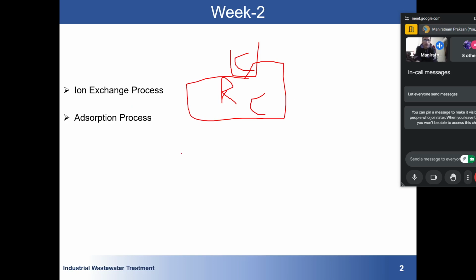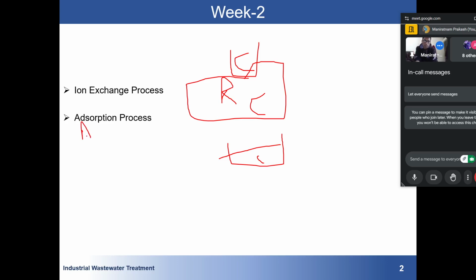And then we have the adsorption process. In adsorption, we have some kind of solid, and suppose we have contaminated water, we put that solid in the contaminated water, and ions get adsorbed on the surface of that adsorbent. Remember, actually there are two things, but in your course only one is discussed, that is adsorption, but there is another process, that is absorption.